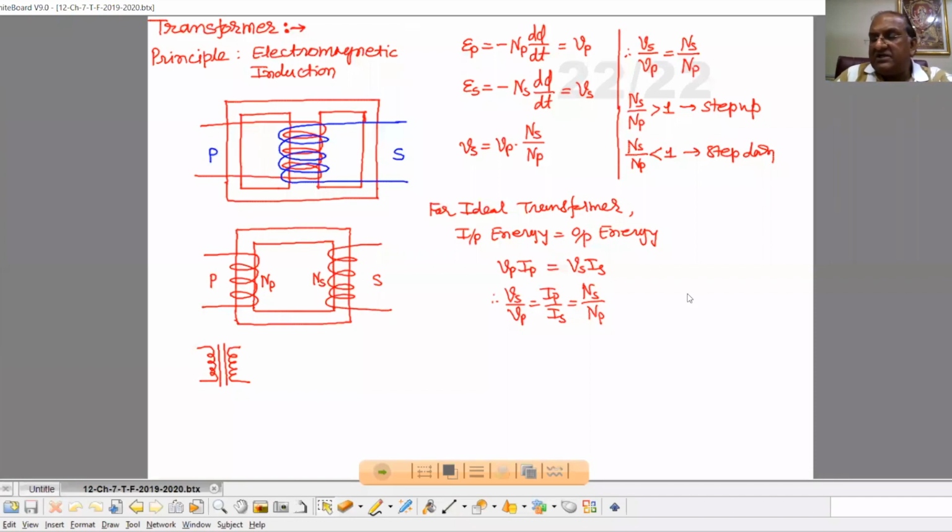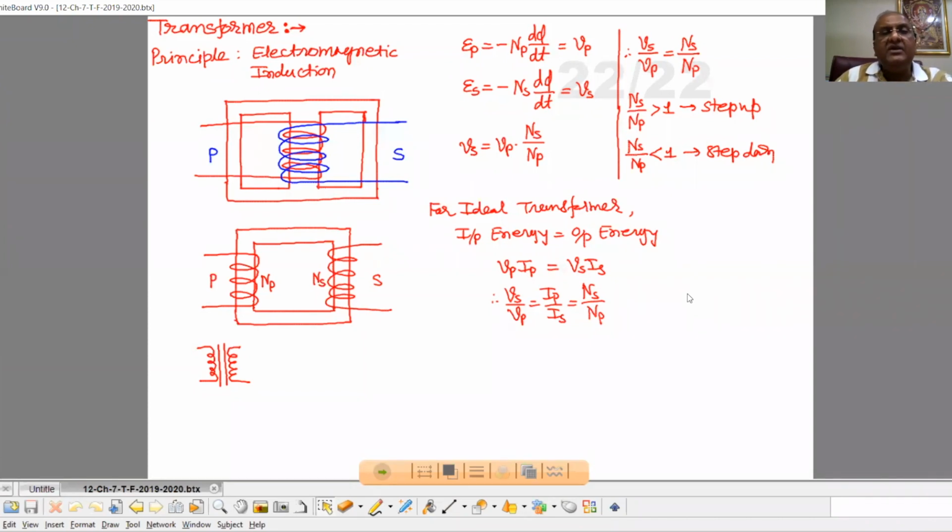Transformer. Transformer is the device with the help of which we can increase or decrease the voltage. And we know this thing, in the transmission of electrical energy, the power loss takes place. So with the help of a transformer, when we increase the voltage, and then the transmission is carried out at high voltage and low current, then the transmission loss can be minimized.